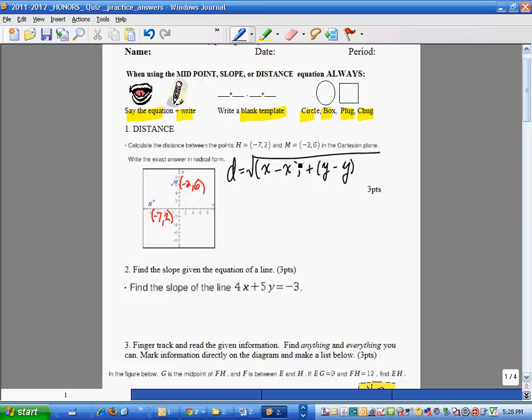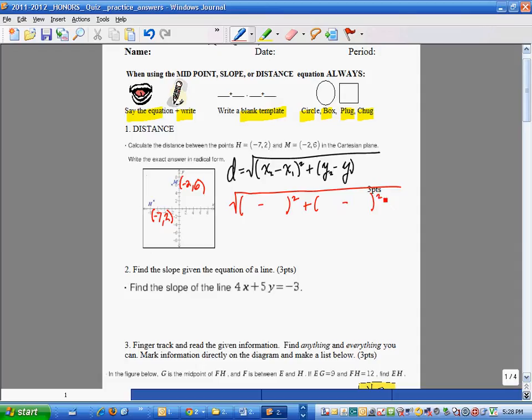In textbooks, you'd probably see x2 minus x1 and y2 minus y1. It doesn't really matter which one's x1 and x2. What does matter is the direction that you subtract, you stay consistent. I'll give you an example. Now we're going to write a template. A template is a blank equation without the x and the y, so it's easy to plug stuff in.